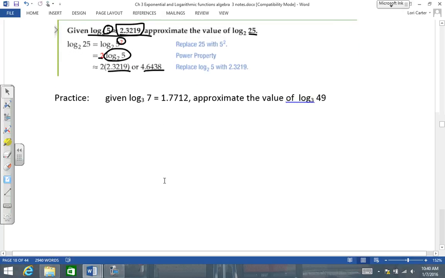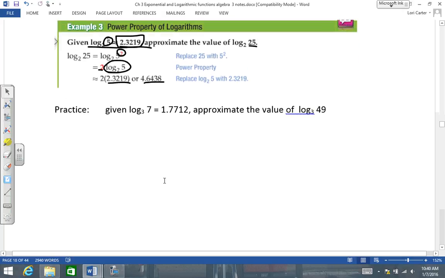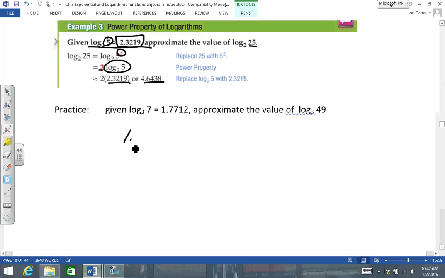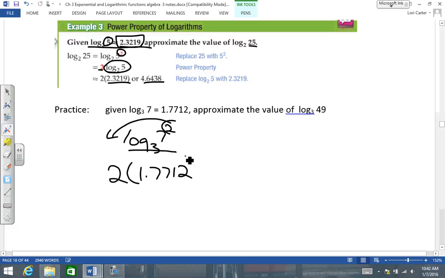All right, you're doing log base 3 of 7. I want you to find log base 3 of 49. You don't get to use the calculator, so put it away. So you change this to log base 3 of 7 squared. Where'd the 2 go? To the front. And what's log base 3 of 7? Which is what? 3.542. 2.4.